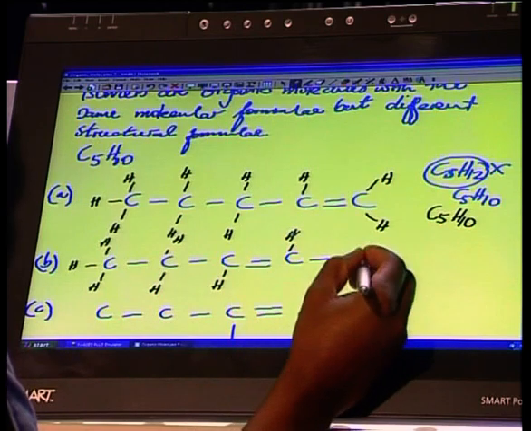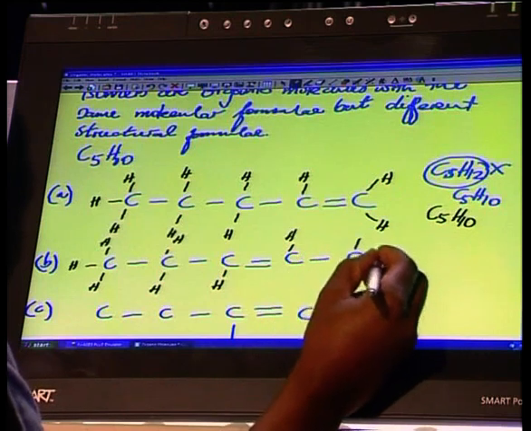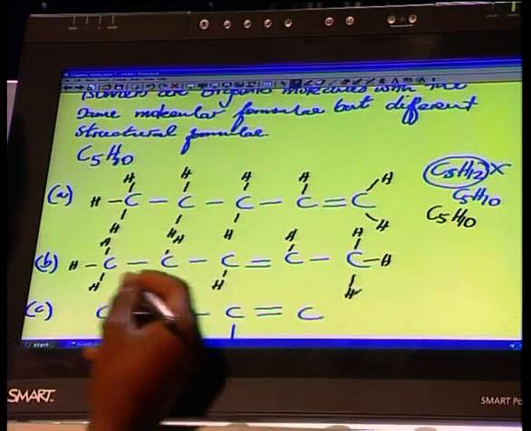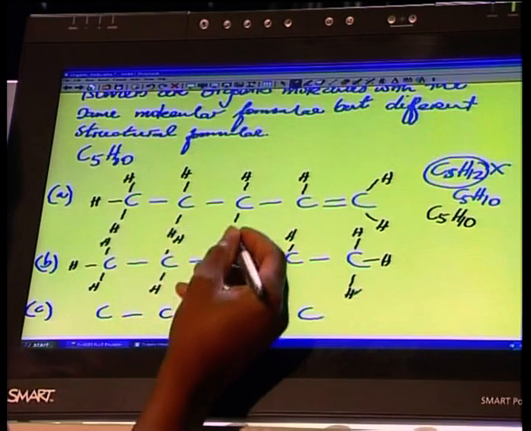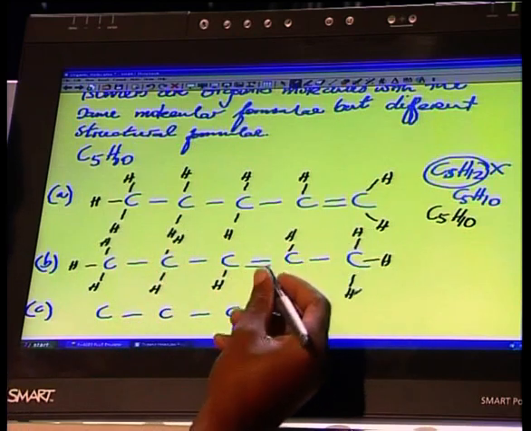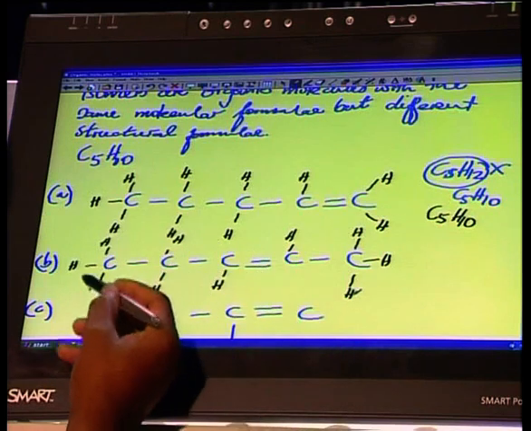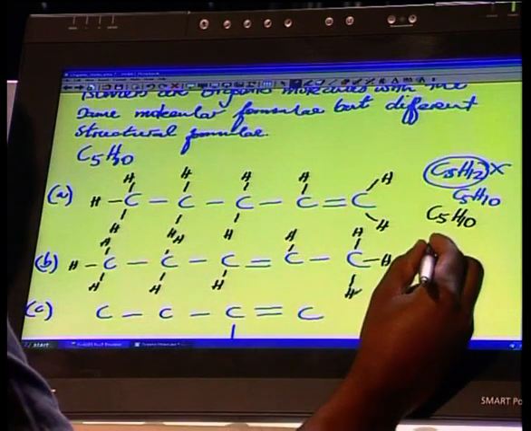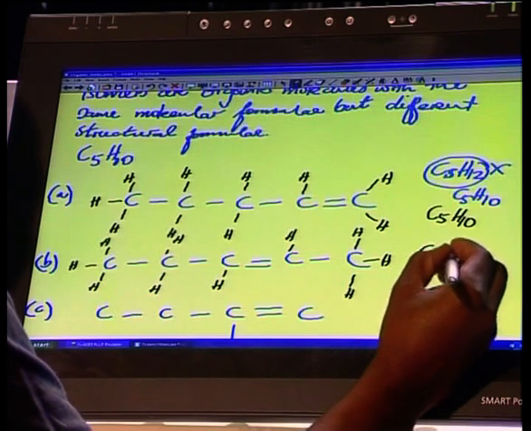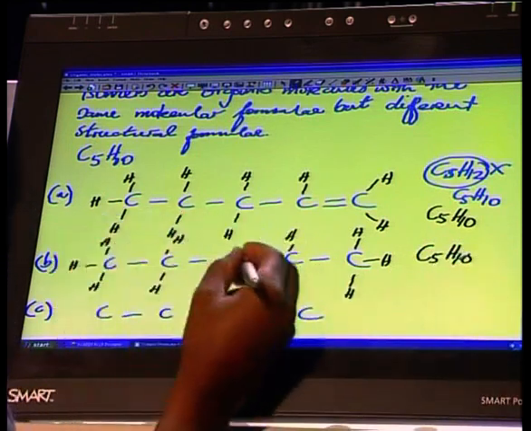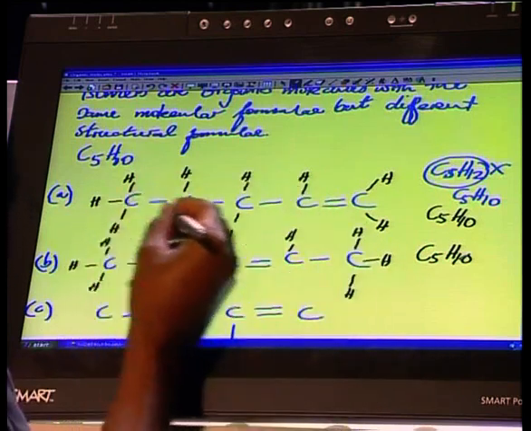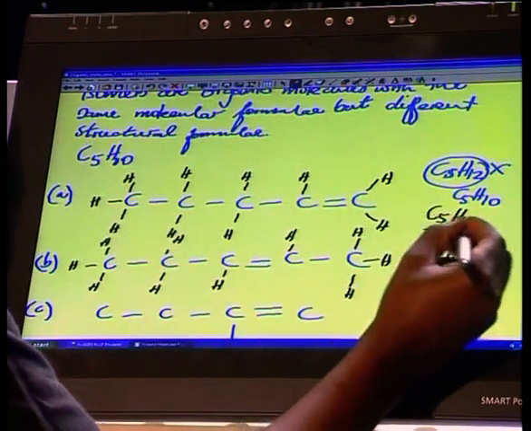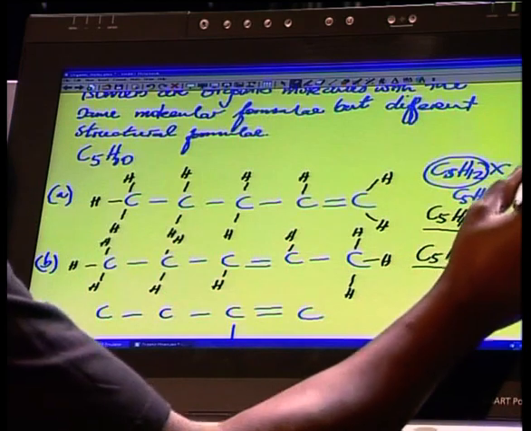And then here I've got 3 more to put. Okay, so H, H, H. You can count again, 1, 2, 3, 4, 5, 6, 7, 8. I need to count carefully here, 1, 2, 3, 4, 5, 6, 7, 8, 9, 10. So it's again C5H10. But the structural formulas are not the same, the structures are not the same, the molecular formulas are the same. And these are called isomers, okay?